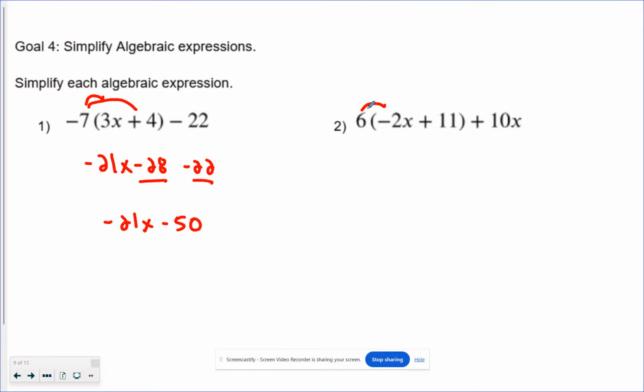So now we're going to take 6 through the parentheses. So you get negative 12x plus 66, and we're going to add 10x. And so we're going to combine like terms together. And so you guys end up with negative 2x plus 66.